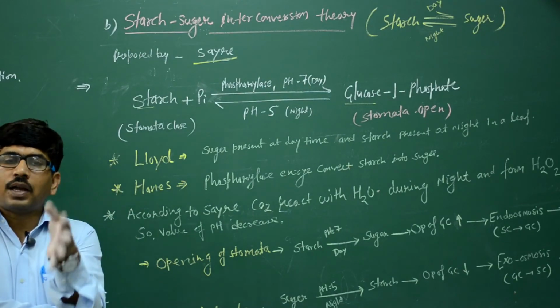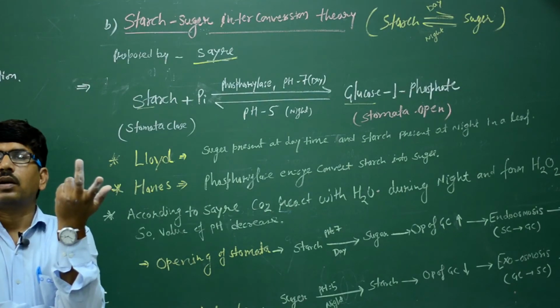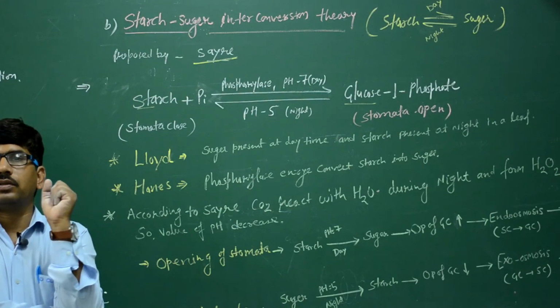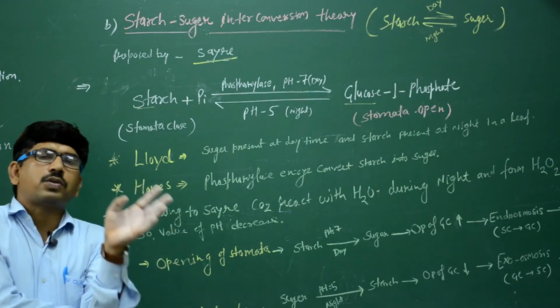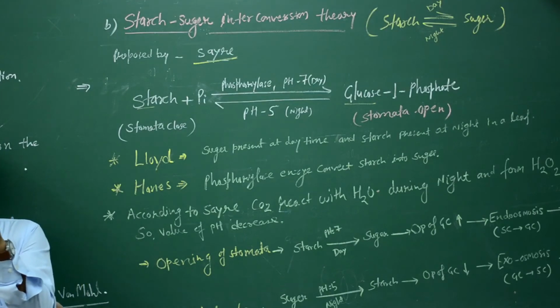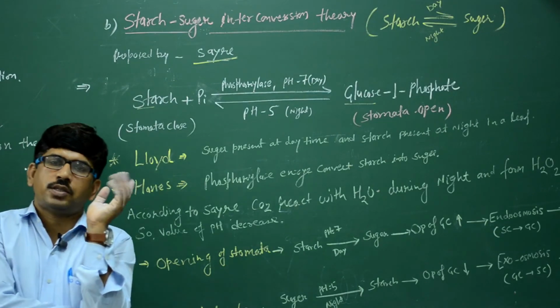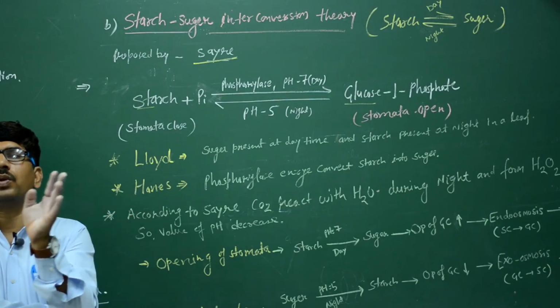But why did it happen? ऐसा क्यों हो रहा है? What is the reason for this condition? So, according to Sayre, in the daytime the starch is converted into sugar with the help of the enzyme phosphorylase. This enzyme helps convert starch to sugar.